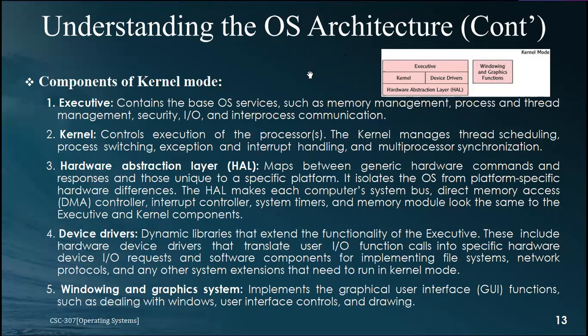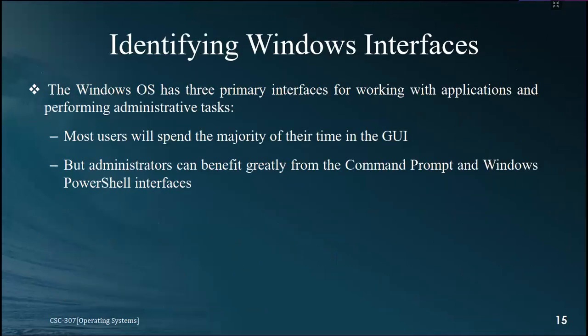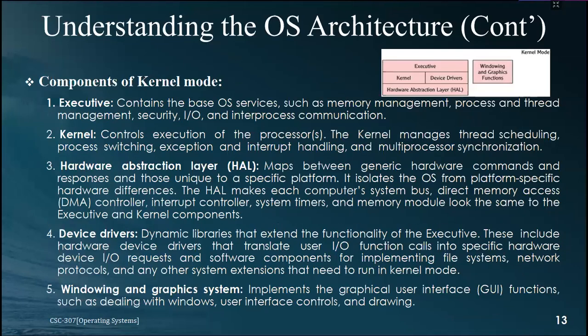We actually don't know what a thread is, I haven't discussed it yet, but we'll discuss it later. For now, just focus on the fact that the executive contains the base operating system services for memory management, process and thread management, security, input and output, and inter-process communication. What is inter-process communication? In inter-process communication, one process, that is one program, communicates with another program. So one program sends data to another program. That is called inter-process communication.